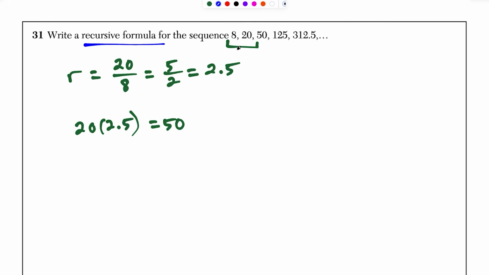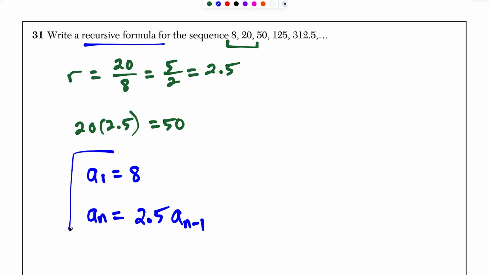Okay, so for this one, we have to define the first term is equal to 8, but then think about how do we get from one term to the next? We're just going to continuously multiply by 2.5. Okay, so the common ratio here is 2.5. So to indicate that with the formula that's recursive, we're going to say 2.5 times the term before it. And the term before a sub n is a sub n minus 1 like this. Okay, so this would be a recursive formula to model this sequence over here.